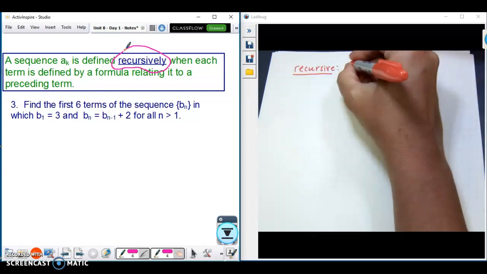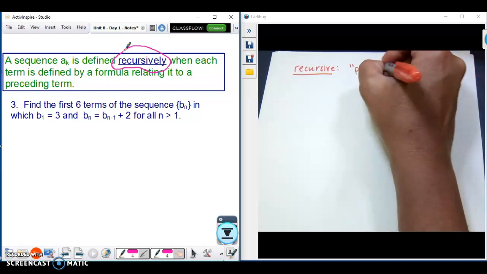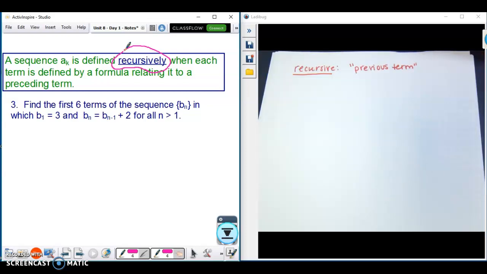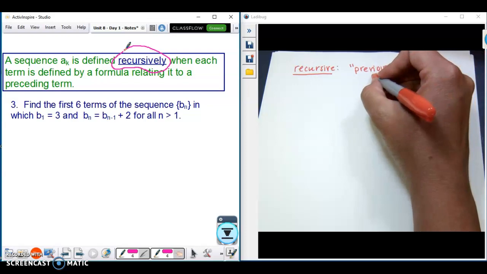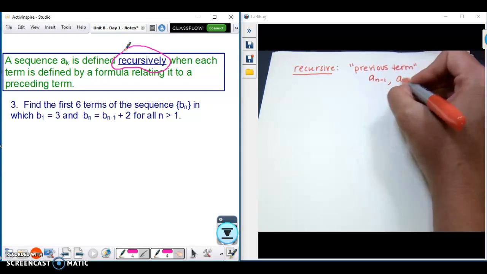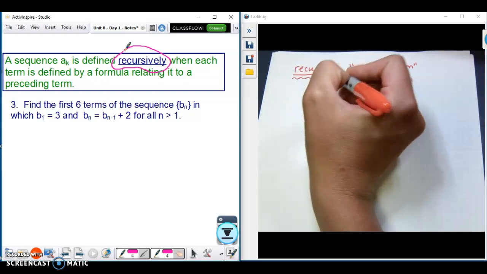So, whenever you're having recursive, you always have to depend on the previous term to get the next term. Okay, when we were working with explicit, it did not matter what the previous term was. You just plugged in the number of the term you wanted. So some things that you're going to see. You may see it say like a sub n minus 1. Or sometimes they'll write a sub n plus 1. And depending on what the equation's going to say, that will represent the next term or the previous term. Okay, so we'll look at that. But recursive always depends on the previous term.